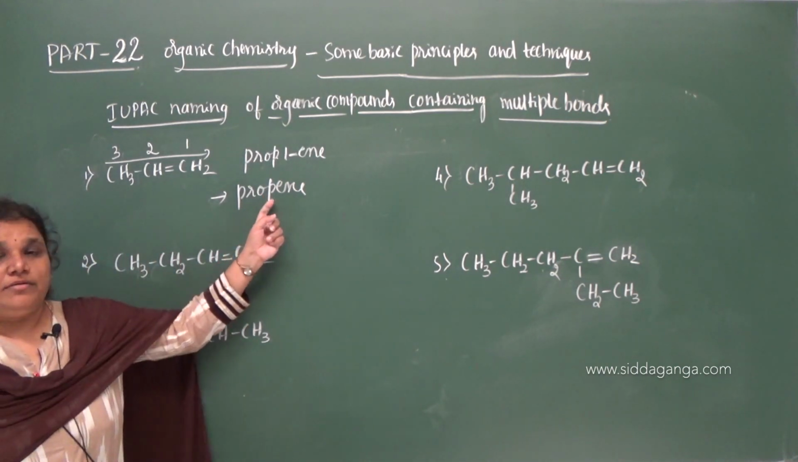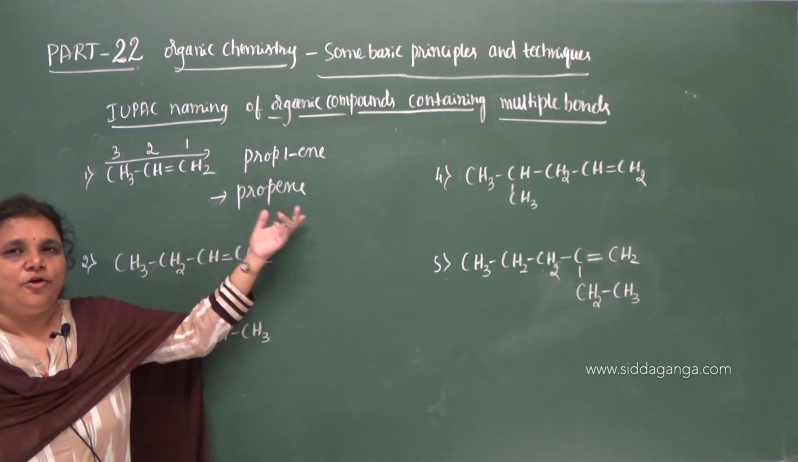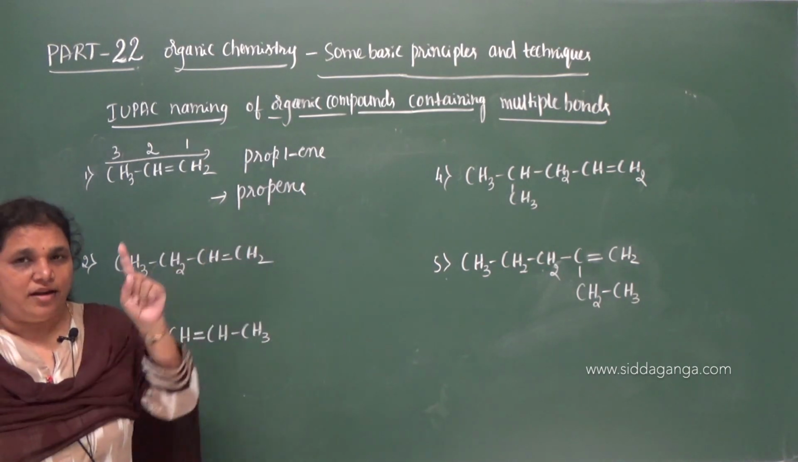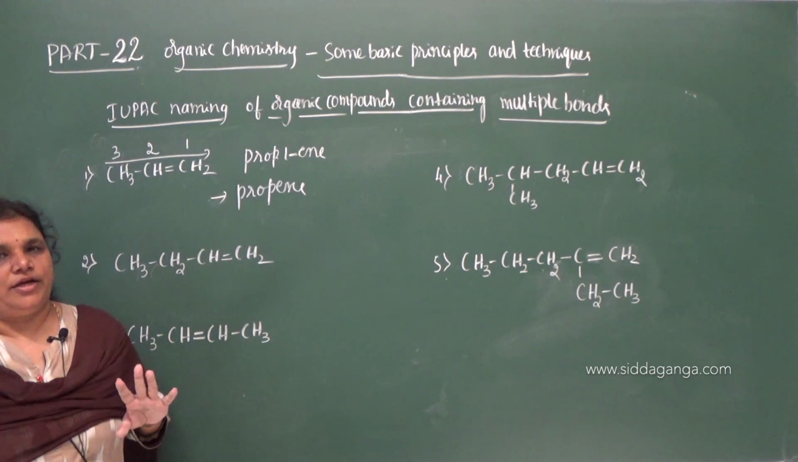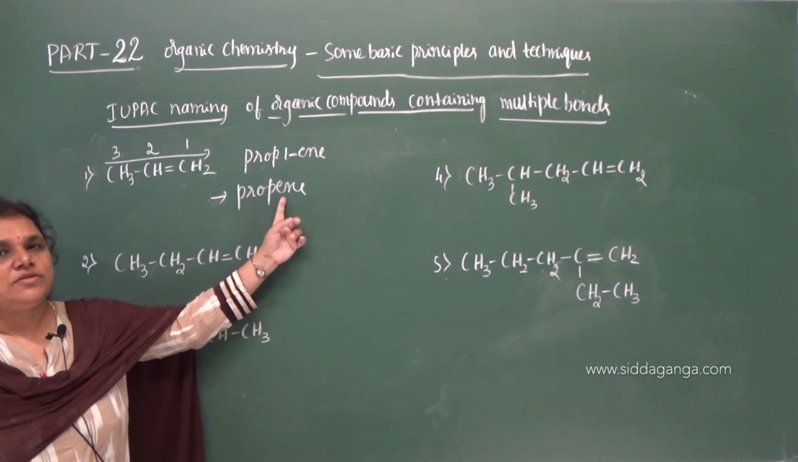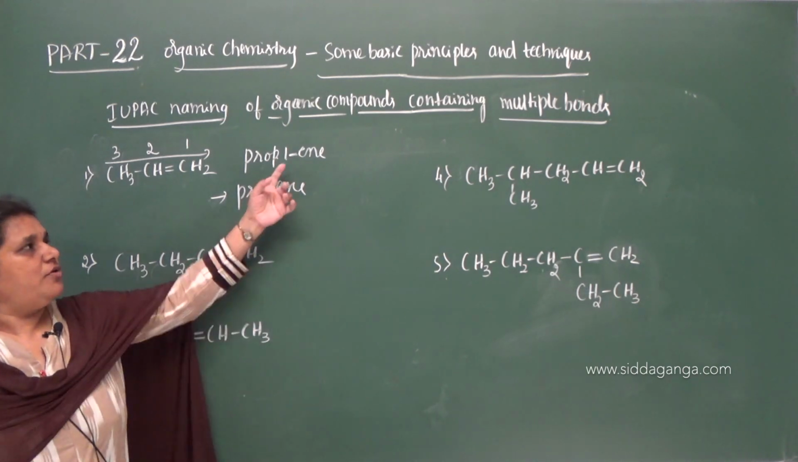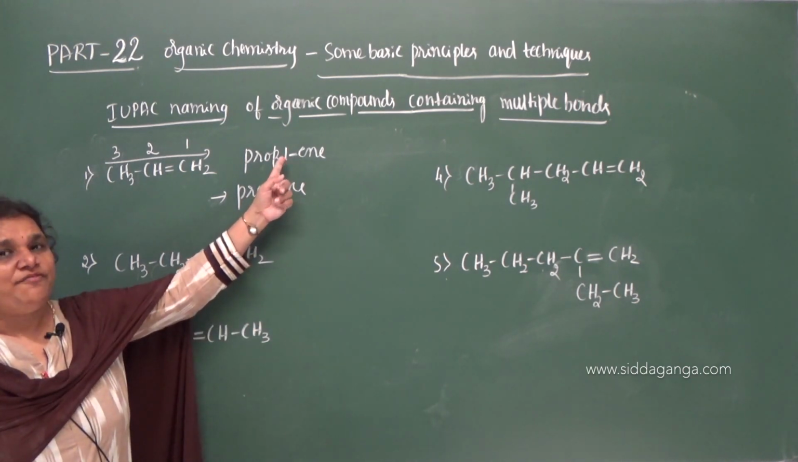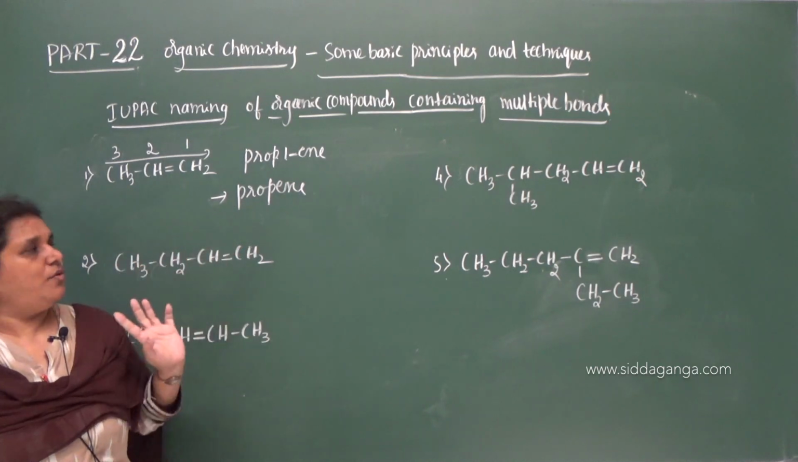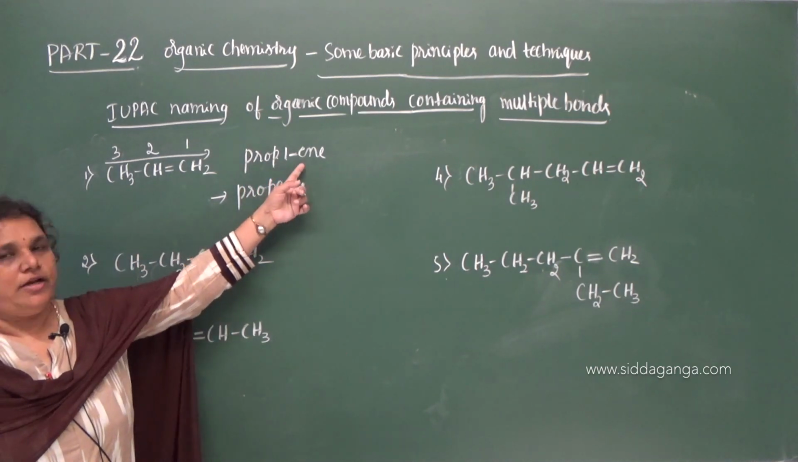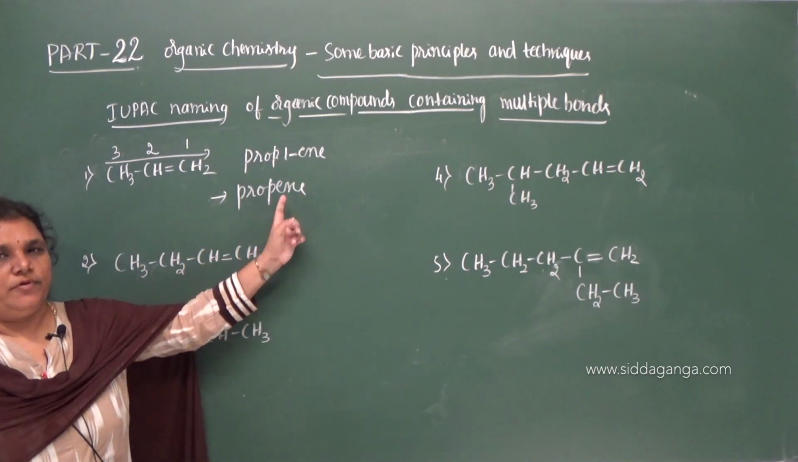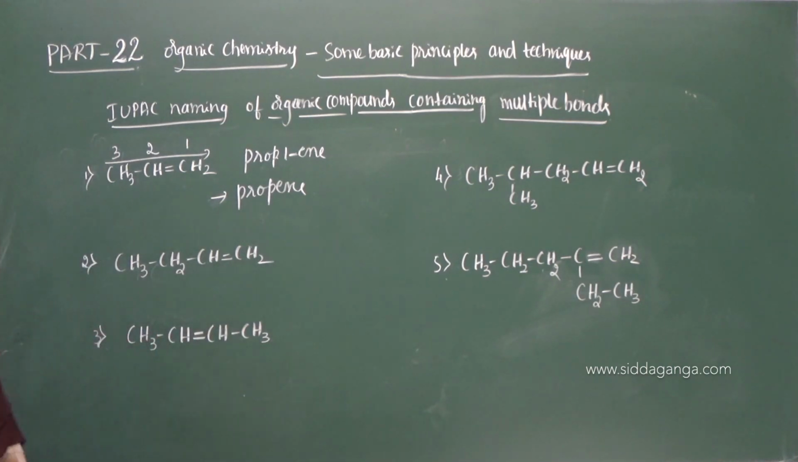So it means you cannot ignore the locant in general; only if the locant is 1 can you ignore it. Propene means the double bond is between the first and second carbon. You can ignore the locant if it is 1, so you can write prop-1-ene or propene. Okay. Now similarly move on to the second one.